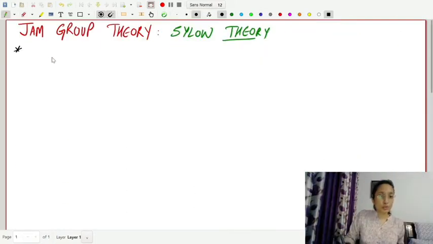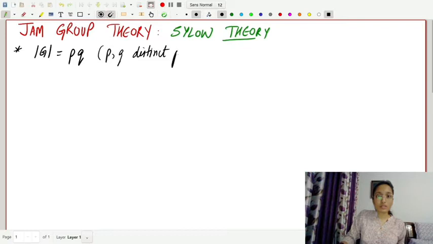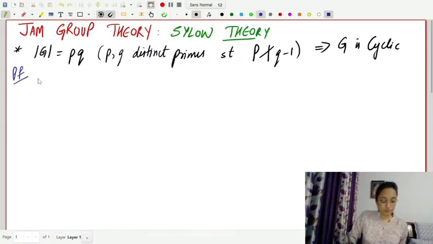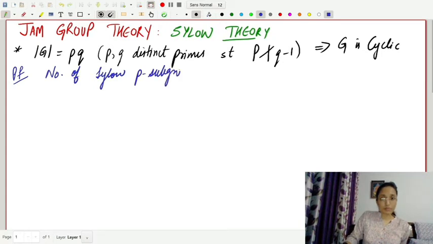To prove using Sylow theory that if order of a group G is PQ, where P and Q are distinct primes such that P doesn't divide Q minus 1, then G is cyclic. Its proof, we will count the number of Sylow P subgroups, that is Np equal to 1 plus kp divides Q.